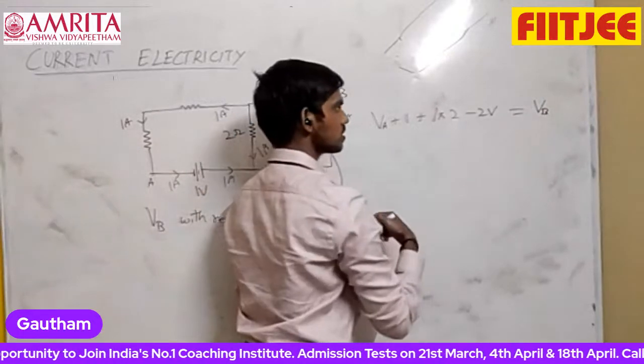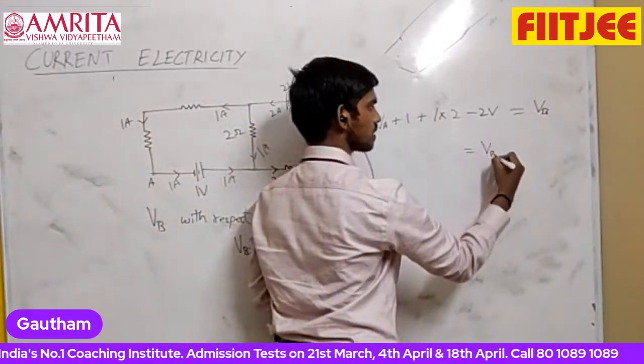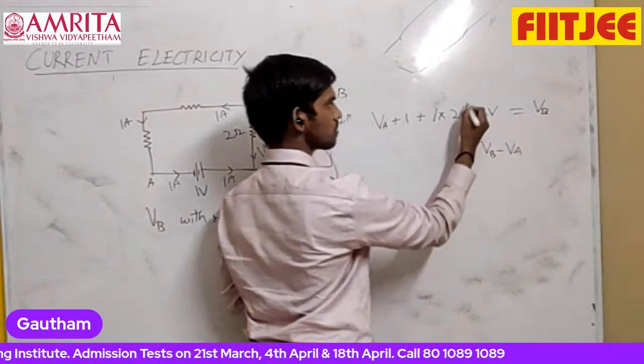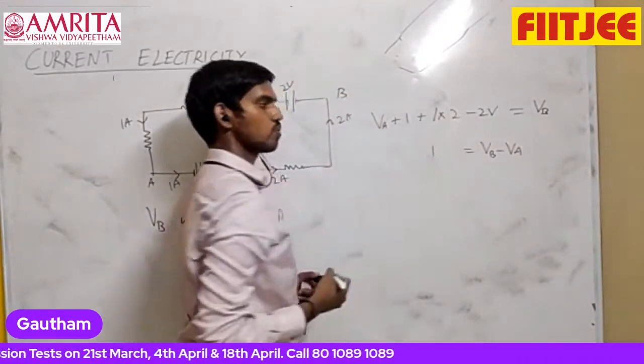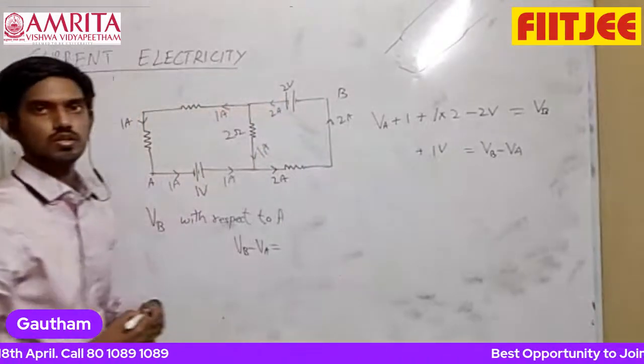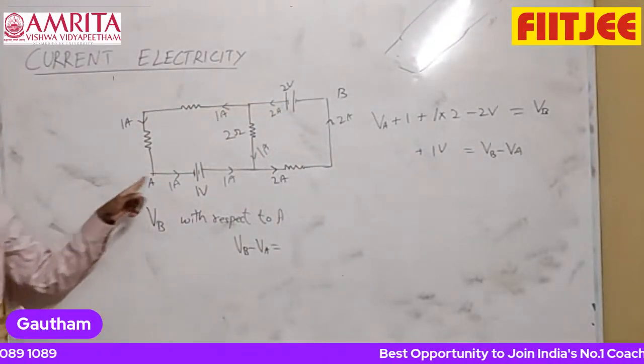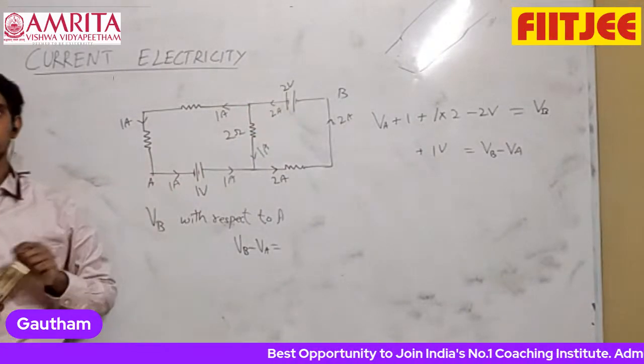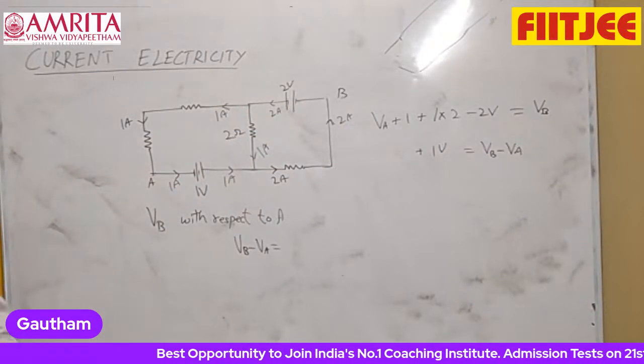Take this to the other side. So you will get VB minus VA is equal to minus 2 plus 2 will get cancelled, 1 volt. So plus 1 volt is the answer. So the simple application of Kirchhoff's current law and voltage law to find potential difference between any 2 points in the circuit.